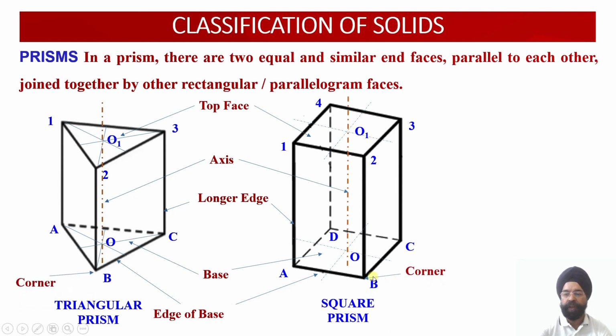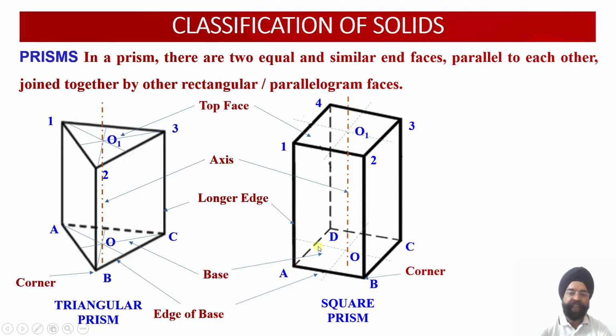So here we go, this is the corner. Whenever we say the solid is resting on the horizontal plane on the corner of the base, it might rest on any one of these corners. These are all the corners of the base. But we must be able to distinguish between the edge of the base and the corner of the base. This is the edge of the base, this is the edge of the base, this is the edge of the base, this is also the edge of the base.